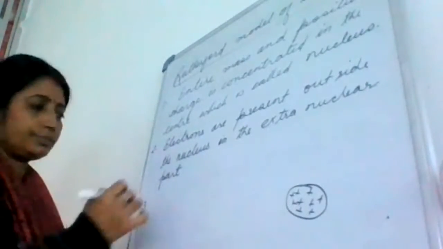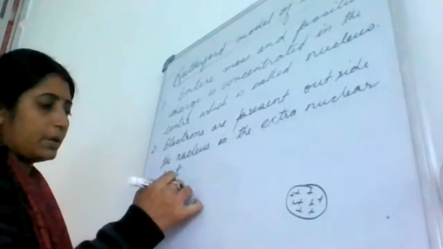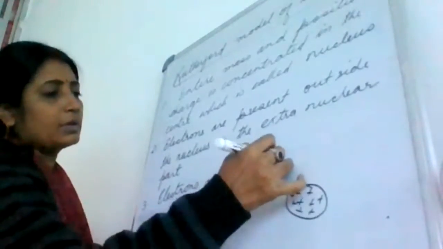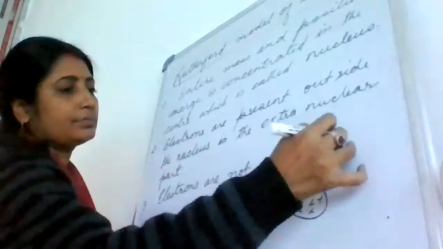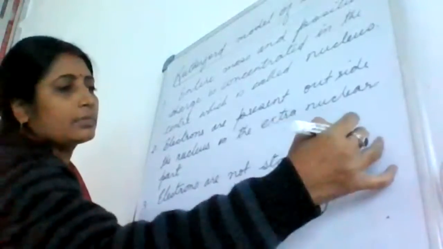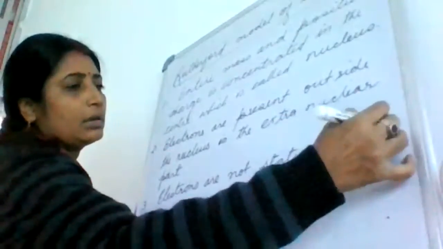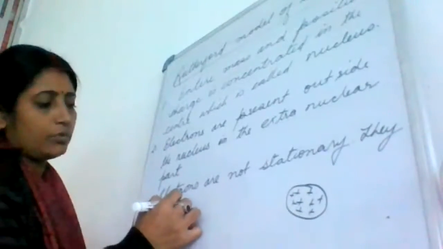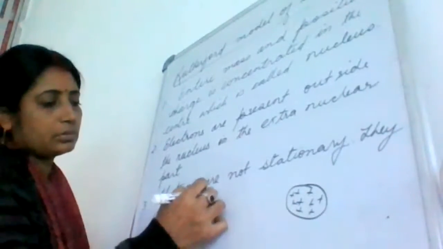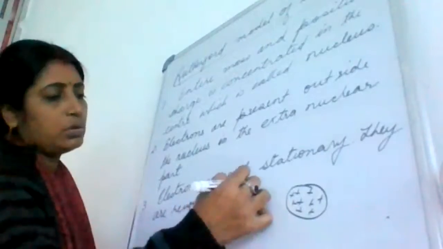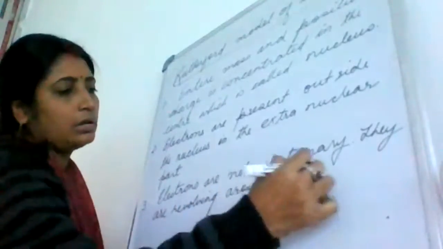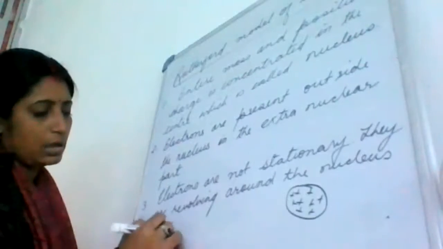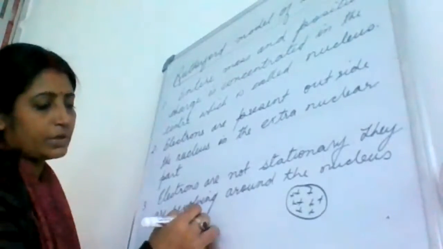Third point. Electrons are not stationary. They are revolving around the nucleus in their orbits.